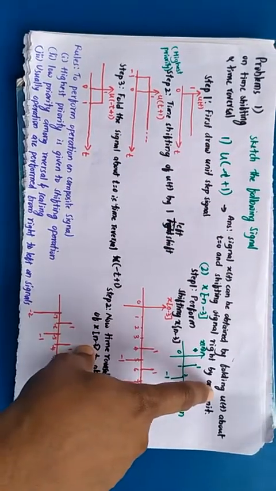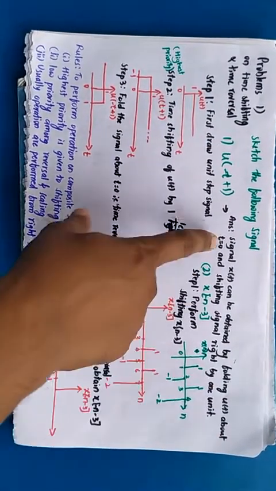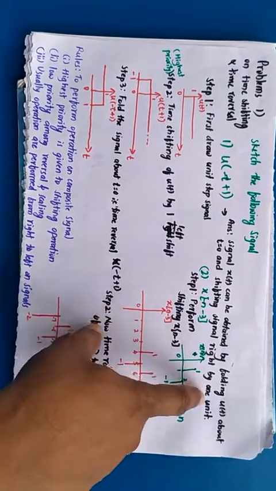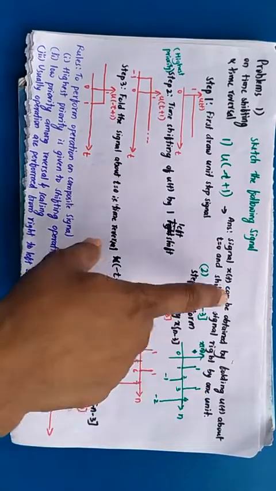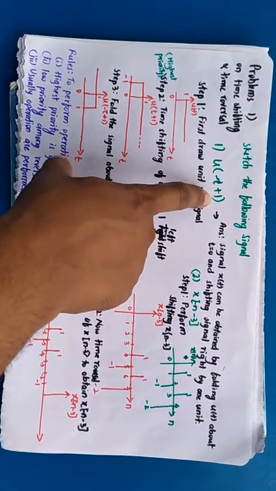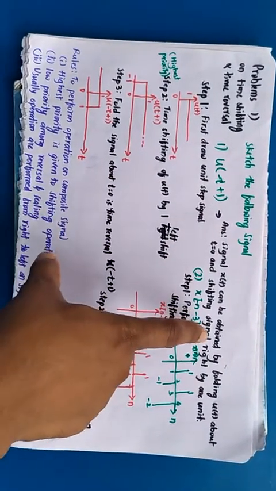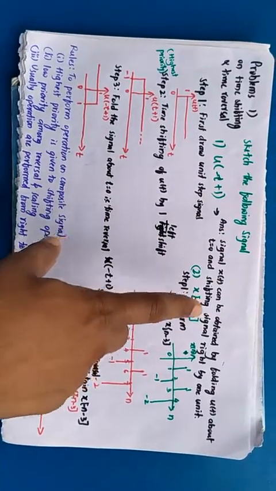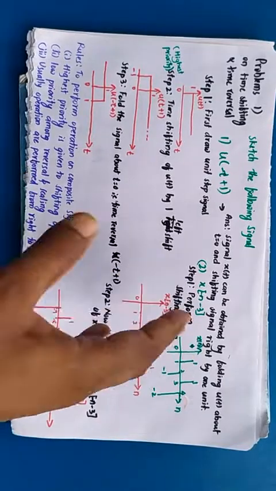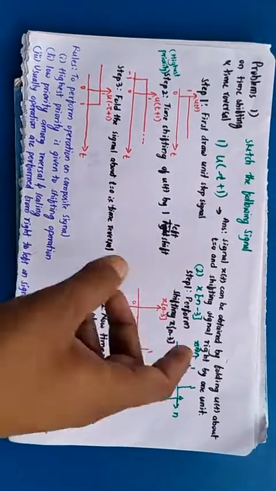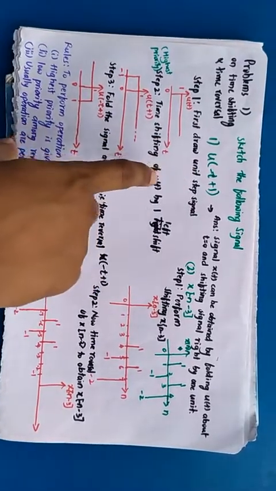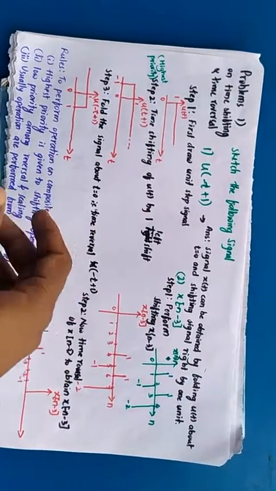That u of t is nothing but the step function about t equal to 0, and then shifting the signal right by 1 unit. So if you want to find the solution, we need to shift the signal by 1 unit and fold the u of t signal about 0. That's what is being asked here. How do we do this? We will go step by step.